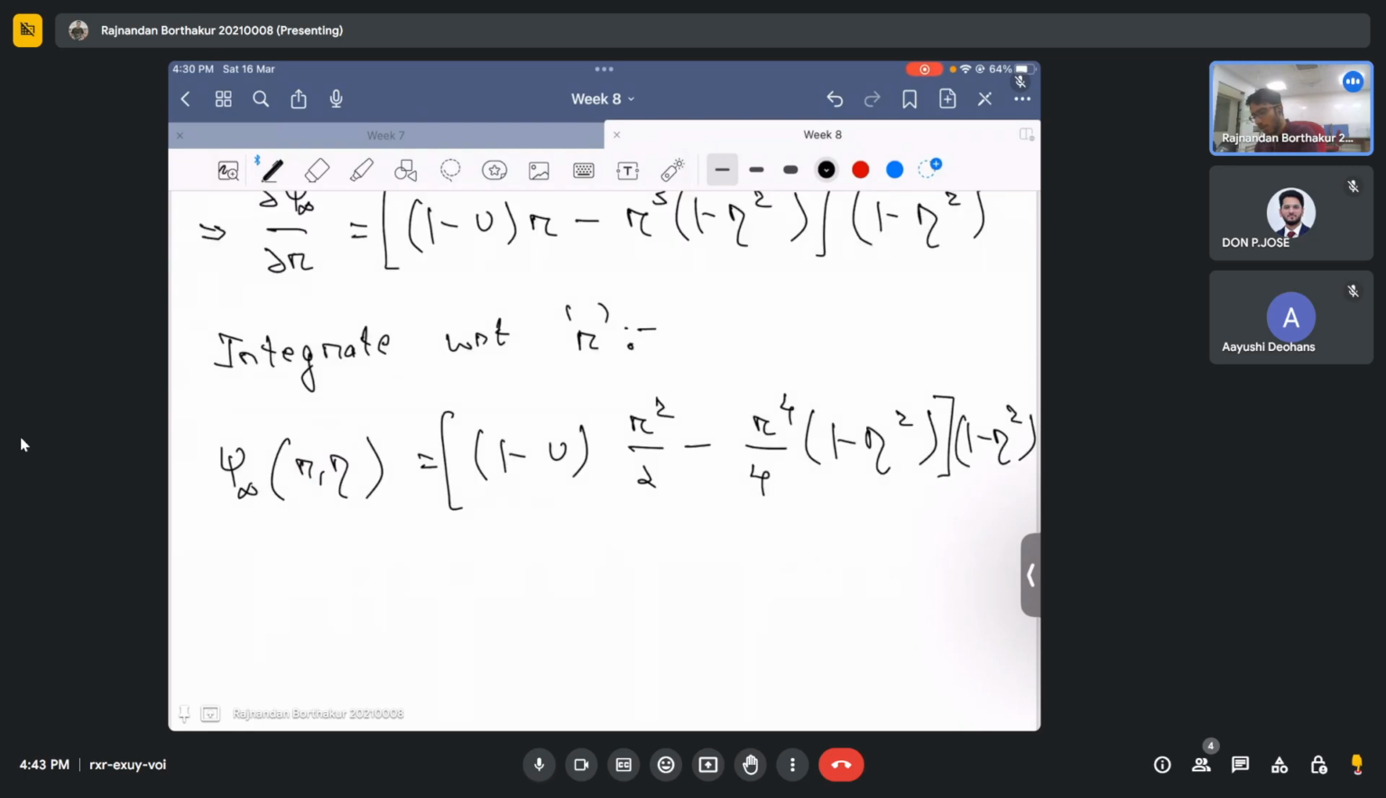So is that all, or are we missing some terms here? Can you tell me? Is this all? One constant. Yeah, exactly. Is it just a constant or some function? Function of eta. Yeah, exactly. Since you are integrating with respect to r, this would be just a function of eta.